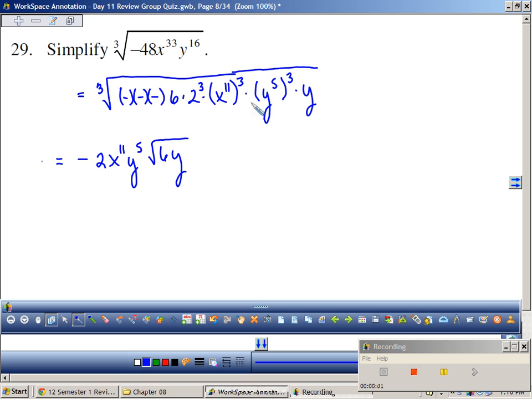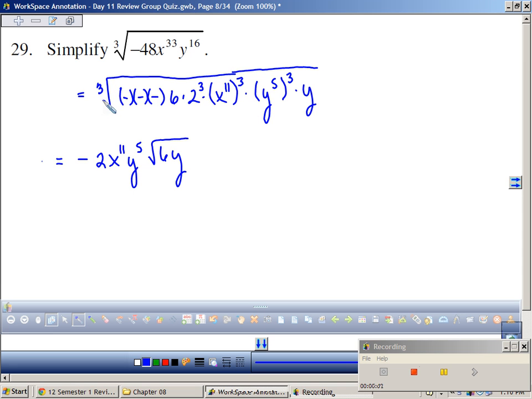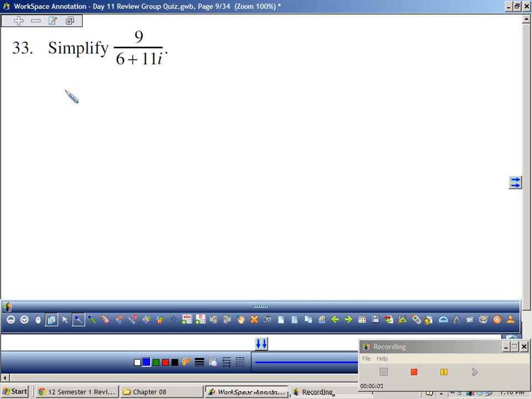We don't have to worry about absolute value when it's a cubed root, only when it's a square root. But it's a cubed root to begin with, so you don't have to worry about it. The only ones that are hiding are the ones that are squares, right? The cubes show their true face. Anybody else? Okay, moving on.